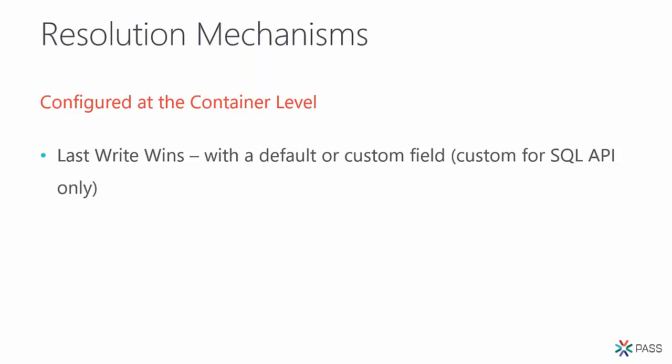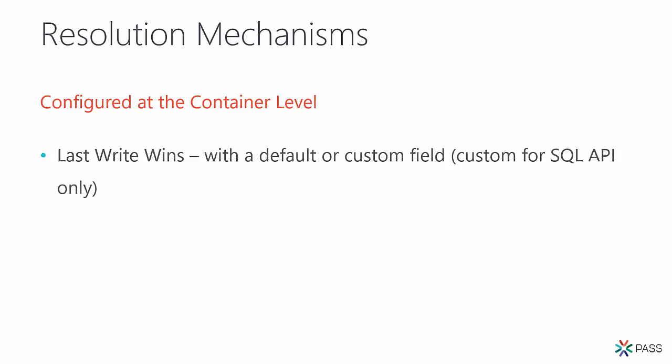Last write wins is the first resolution mechanism. Basically, if you specify a field, then it goes by a numerical value. Whatever the numerical value is higher in that field, that's the winner in terms of a conflict. If you don't specify any custom field, which is only for the document/SQL API, then the system will insert its own timestamp. So you don't really even have to have a field for it.